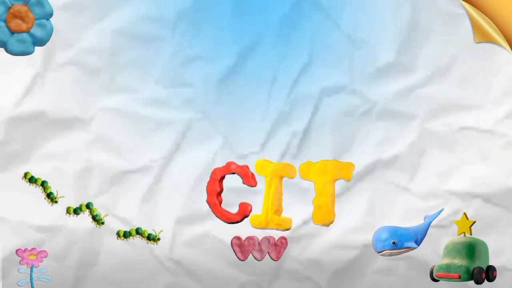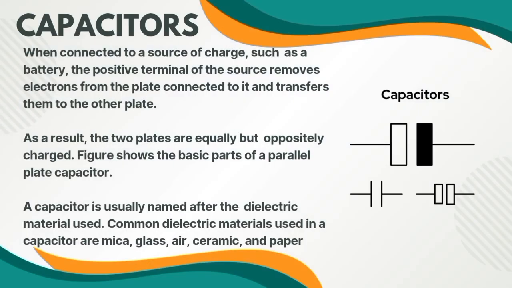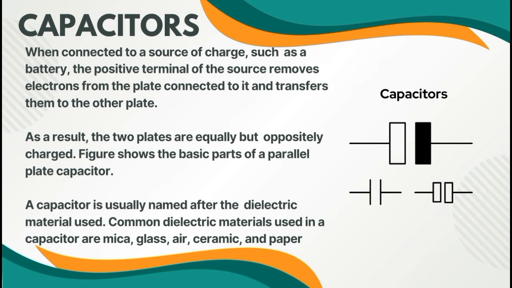Capacitors. When connected to a source of charge, such as a battery, the positive terminal of the source removes electrons from the plates connected to it and transfers them to the other plate. As a result, the two are equally but oppositely charged. The figure shows the basic parts of a parallel plate capacitor. A capacitor is usually named after the dielectric material used. Common dielectric materials used in a capacitor are mica, glass, air, ceramic, and paper.